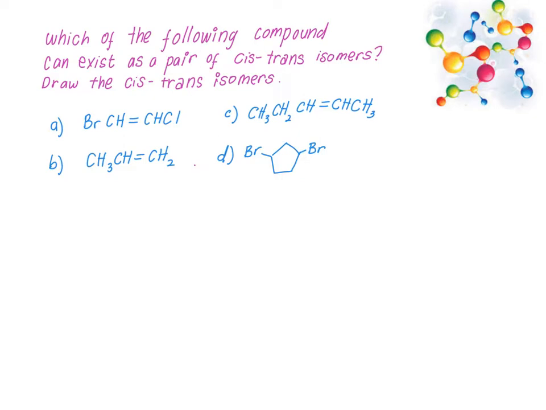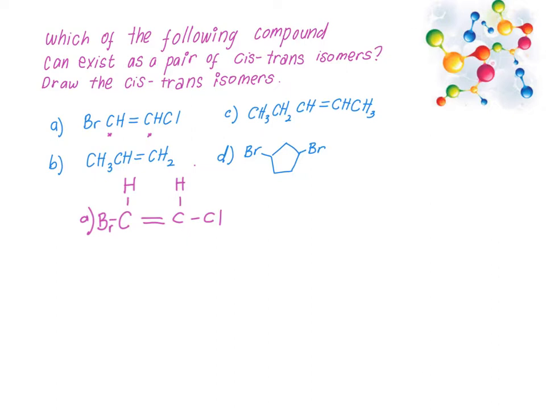So we focus on the C double bond C. For A, I'm going to draw the structure first: C double bond C, and the first carbon is bonded to hydrogen and bromine. The second carbon is bonded to hydrogen and chlorine. So when you read the requirements of cis-trans isomerism, can this structure form cis-trans isomers?